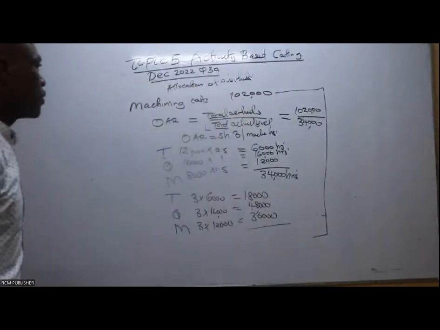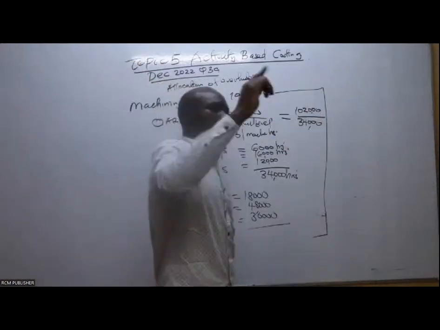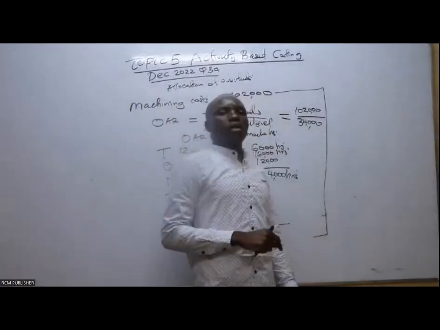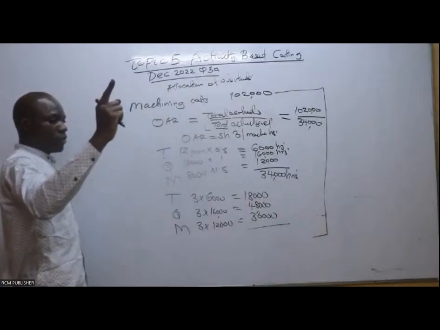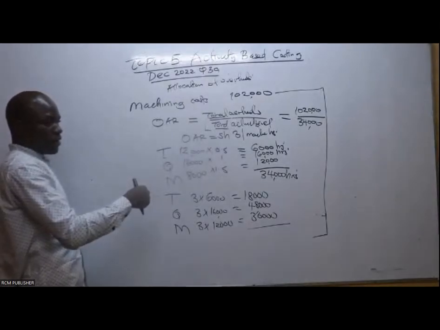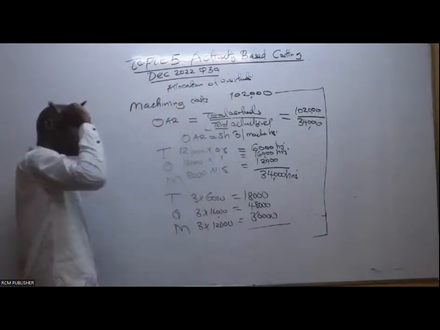Overhead absorption rate. Overhead absorption rate is the total overhead divided by total activity level. In the question, the examiner did not give us the total activity level. So what happens? If we're not given that, the examiner gave us just the hours taken to produce 1 unit.